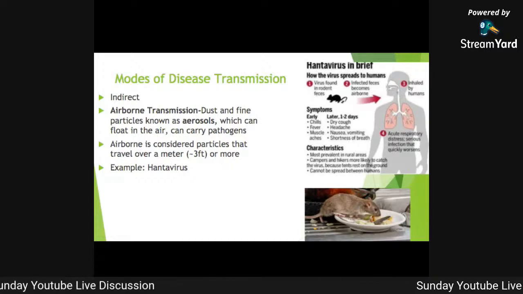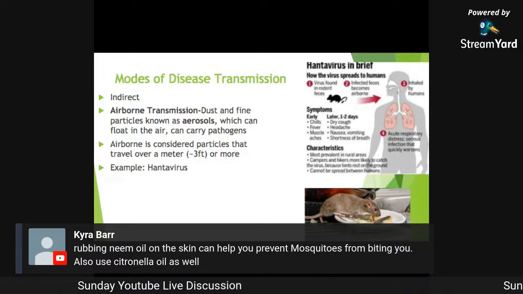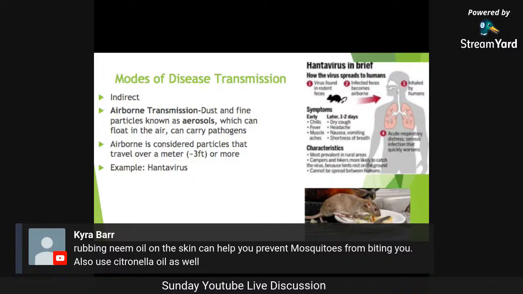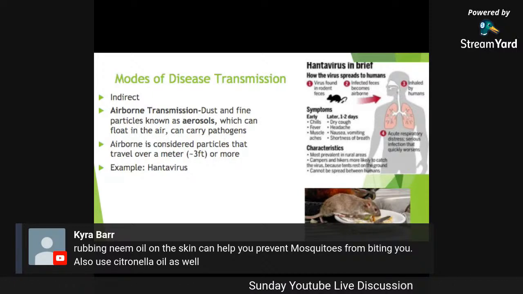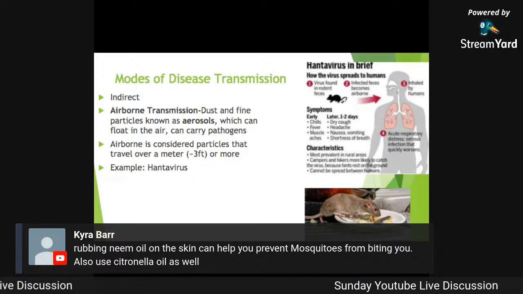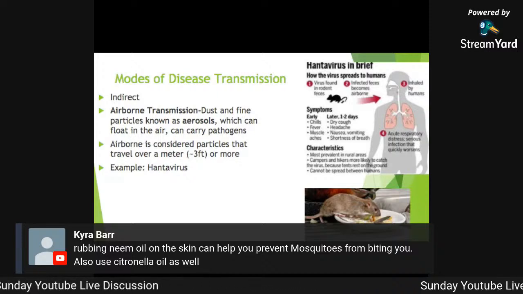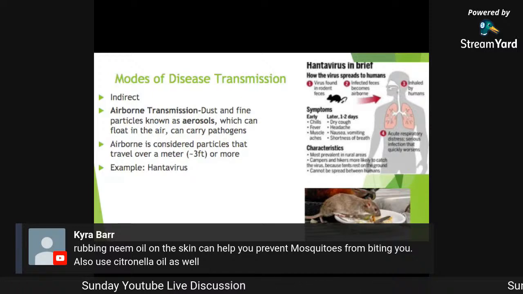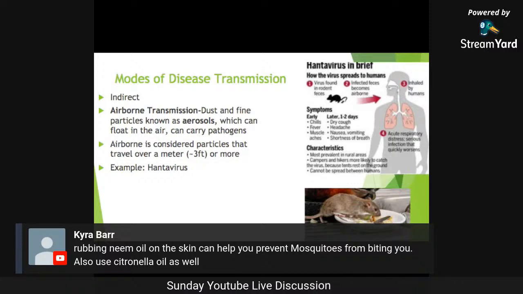Let's see. Kyra said, rubbing neem oil on the skin can help prevent mosquitoes from biting you. Also use citronella oil as well. Yes, what happens when you rub oil on your skin is it blocks the lactic acid on your skin so the mosquitoes cannot smell where your skin is, so they do not know where to bite. When I talk about mosquitoes, there's a whole process they go through before they actually bite you. They have to detect you there. They have to detect things like CO2 and body heat, and then they have to find a spot to bite you. But neem oil, as well as some other essential oils, help block that lactic acid smell on your skin so they cannot detect that you're there.